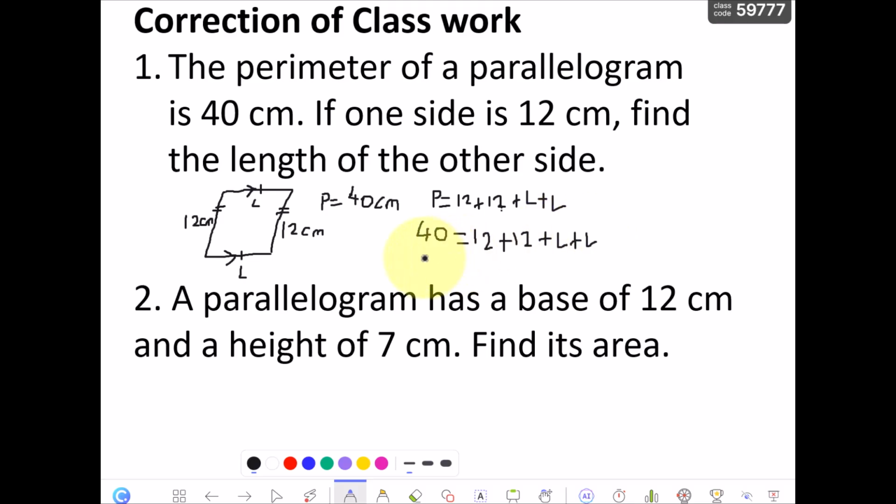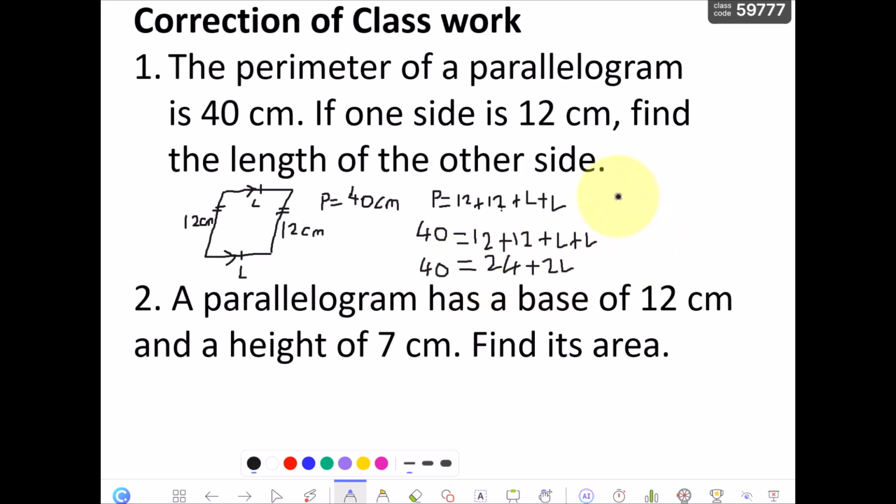Okay, by doing this, you know how to collect like terms. We say L cannot be added to 12, so you add L to L, which is 2L. Then 12 plus 12 will give us 24. Now I'm just solving a simple equation. So that is 40 equals 24 plus L plus L, which gives us 2L. Take note of that. Now 2L cannot be added to 24 because they are not like terms.